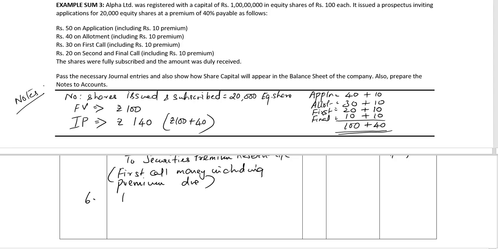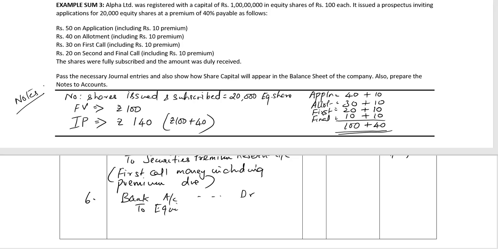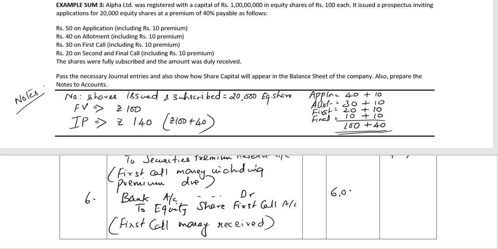The sixth entry is for receipt of the first call money, bank account debit to equity share first call account. Narration: first call money received. The amount due was 6 lakh, and that's been received.